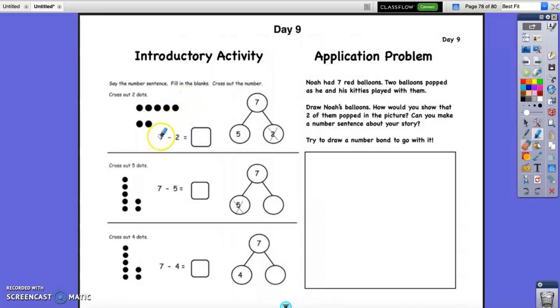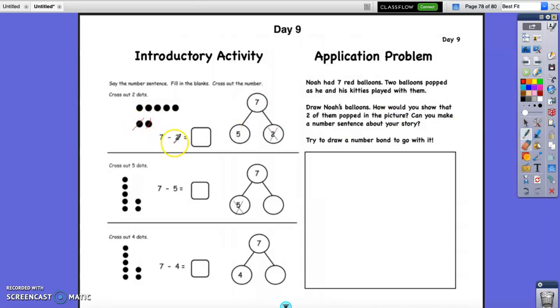So today it looks like we are going to be working with subtraction. It says, say the number sentence. Fill in the blanks, cross out 2 dots. 7 minus 2 equals blank. Well, they already did the number bond for us, and it said 7. How many did it tell us? 7 minus what? 2. So we're going to mark out 2 dots.